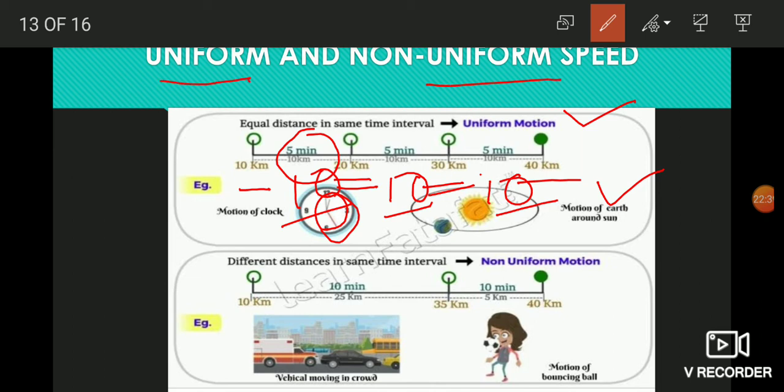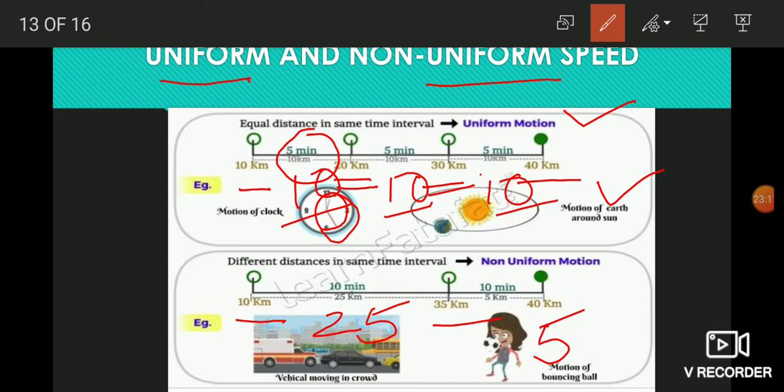So look at the picture below. What is the time interval here? 10 minutes and 10 minutes. But what is the distance traveled? From 10 kilometers, it is traveling to 35 kilometers in the first 10 minutes. The distance covered is 25 kilometers. But in the next 10 minutes, it is only traveling from 35 kilometers to 40 kilometers, which is a distance of only 5 kilometers. So in the first 10 minutes, it travels 25 kilometers. The next 10 minutes, it travels only 5 kilometers. So this is an example of non-uniform motion.